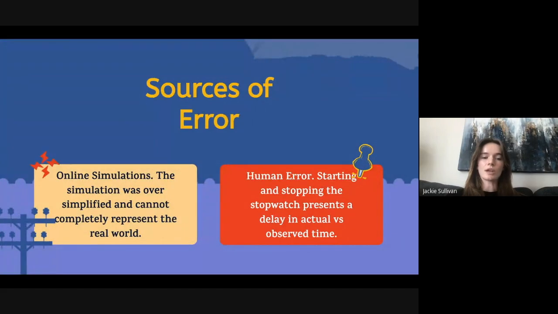So some sources of error are that we are using online simulations, and the simulation is oversimplified, so it doesn't completely represent the real world because we do have some simplifications. I'll talk about that more on the next slide. And then also human error. I'm kind of slow with starting and stopping the stopwatch, so there's definitely a little bit of a delay between the actual time and the observed time.